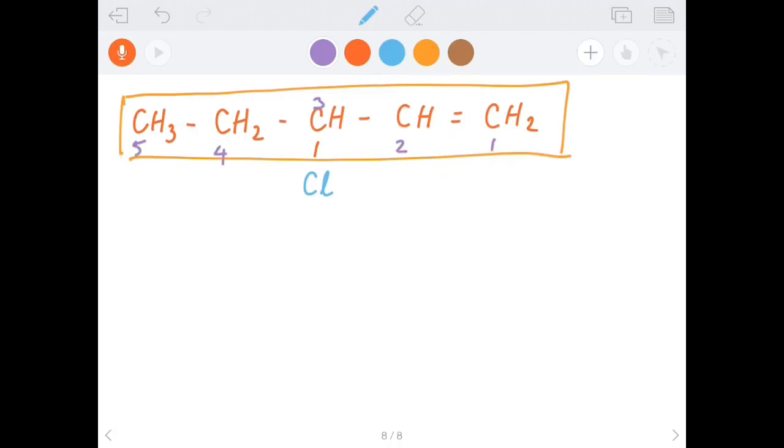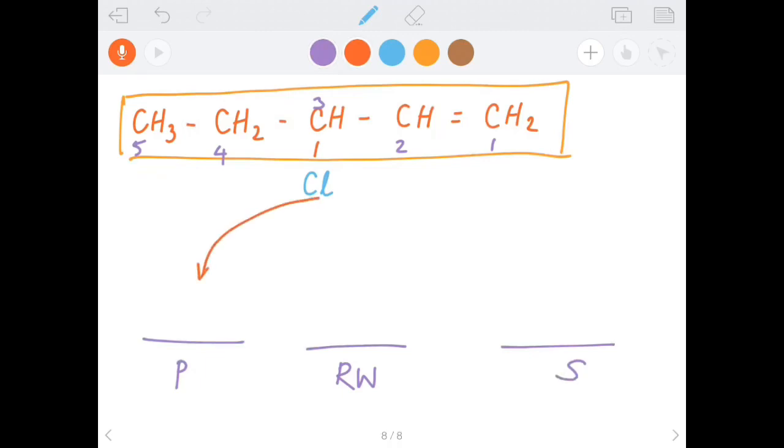Between the double bond and chloro, the double bond should always get the smaller number, so I am forced to number it from right to left. So if you notice, my double bond lies between carbon 1 and carbon 2, so the position I will have to take is the smaller between them, which is going to be 1. Now that we have the format ready, let's start naming it.